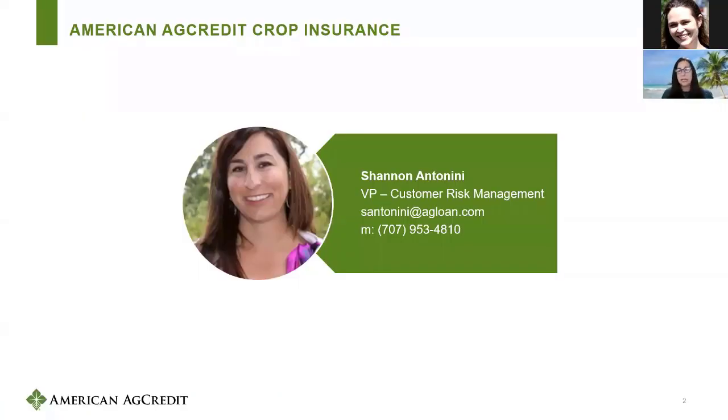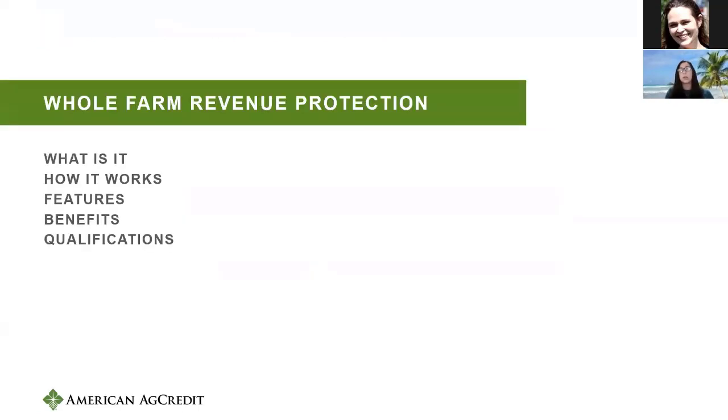There we go. My name is Shannon Antonini, and I am a crop insurance agent based out of California with American AgCredit, servicing growers in California, Western Slope of Colorado, Oregon, Washington, and Hawaii. And today we're going to talk about whole farm revenue protection. What is it? How does it work? What are the features? What are the benefits? And what's it take to qualify for whole farm?